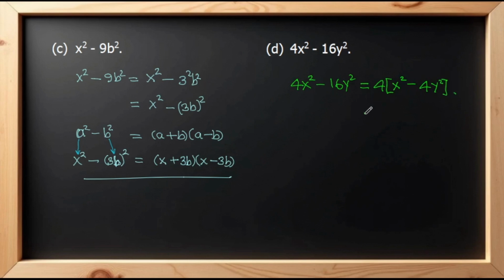Now let's tackle the inside bracket, which is done in the same way as we did earlier. We have x squared minus, and we can write this in terms of 2y squared, for the reason we have just tackled before. Now substituting using the difference of two squares directly, we have x plus 2y, we close the bracket and open it again, and we have x minus 2y and close that bracket. Voila, that is the factorization of 4x squared minus 16y squared.